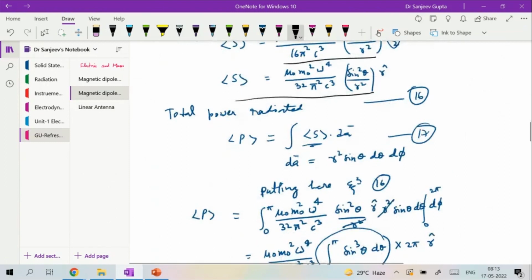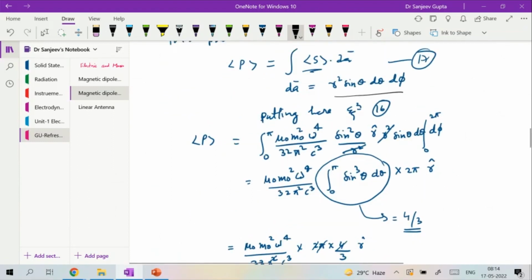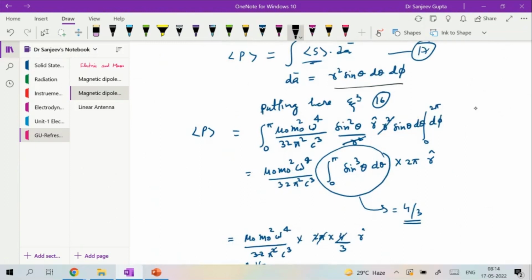Now the third step, to calculate the total power radiation. The total power radiation P is nothing but the integral of average S dot dA. dA I know, that is R squared sine theta d theta d phi. I am just putting it in this equation. Theta is running from 0 to pi, and phi is running from 0 to 2 pi. So here it comes 2 pi, and the integral of sine cube theta always gives me 4 by 3.